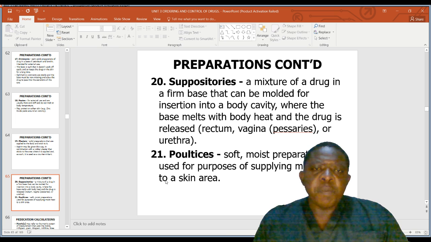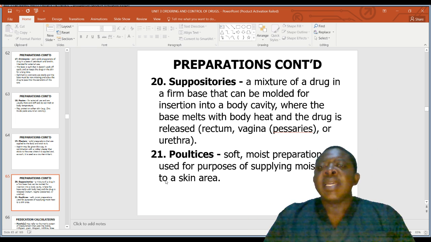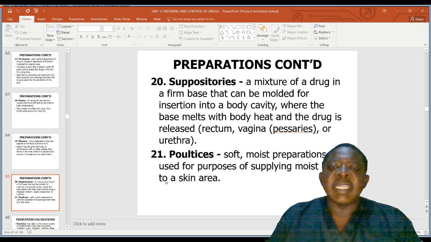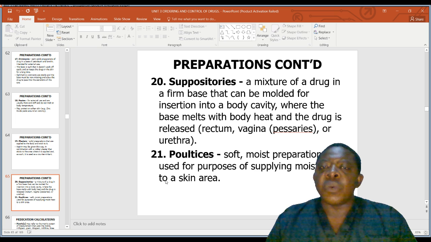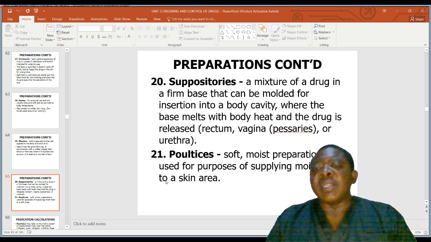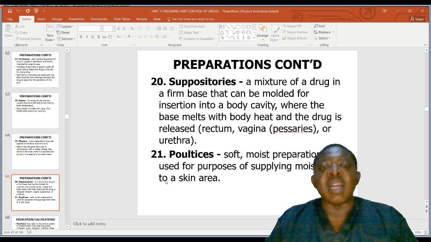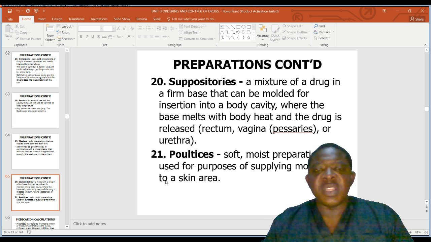The other preparation that is there are suppositories. A suppository is a mixture of a drug in a firm base that can be molded for insertion into a body cavity, where the base melts with the body heat and the drug is released. So for suppositories, we have those for the rectum, vagina. Vaginal pessaries come in the form of suppositories, or others can even be inserted within the urethra.